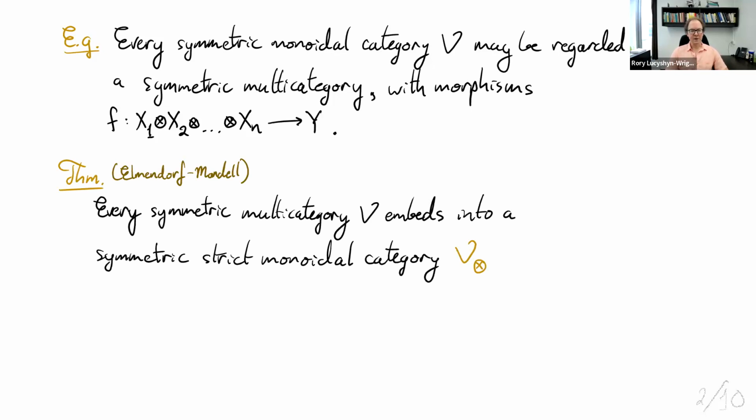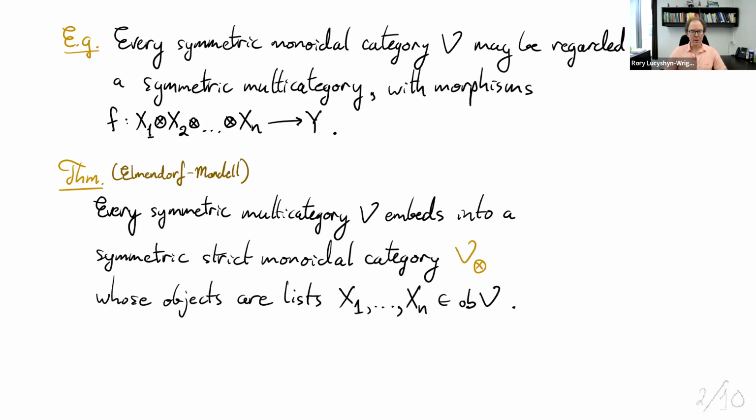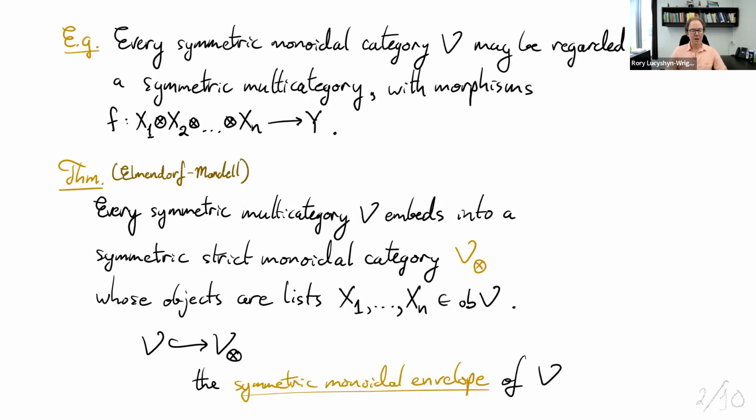In a kind of converse direction to a certain extent, Elmendorf and Mandell have shown that every symmetric multicategory V embeds into a symmetric strict monoidal category, which we're writing as V tensor. And the objects in this monoidal category are lists of objects from the original multicategory V. So we have an embedding of V into a symmetric monoidal category V tensor, which we'll refer to in this talk as the symmetric monoidal envelope of V.